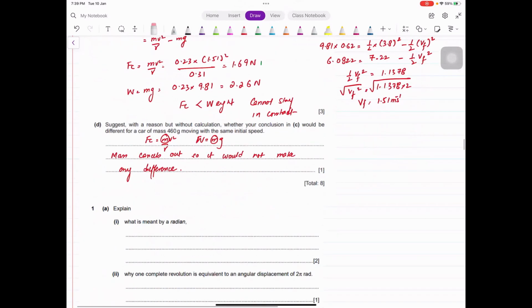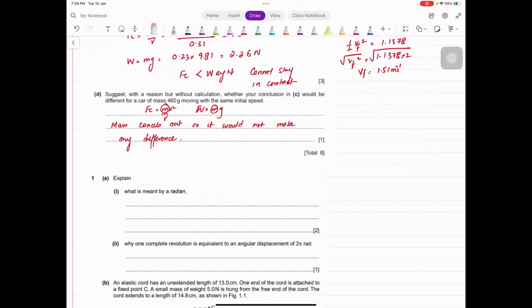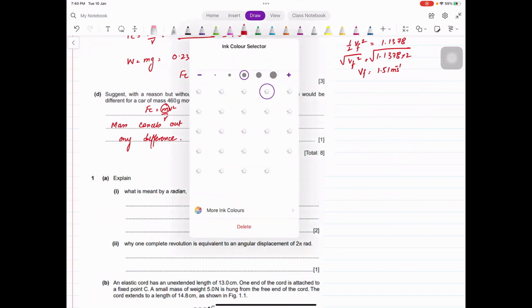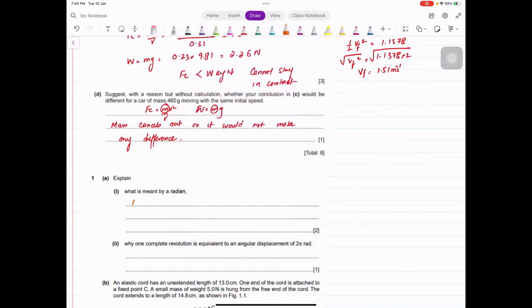Who's going to tell me the definition of radian? Angle subtended at the center, that's 1 mark, by an arc equal in length to the radius of the circle. Arc length is equal to the radius of the circle. All right, so this would be the definition. You should remember this definition all the time.